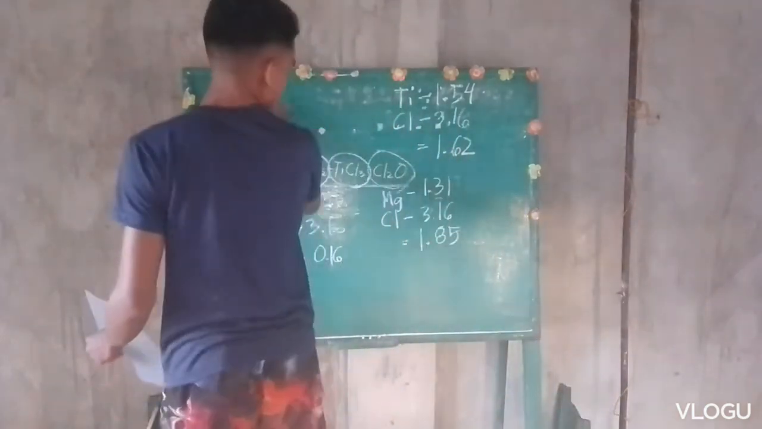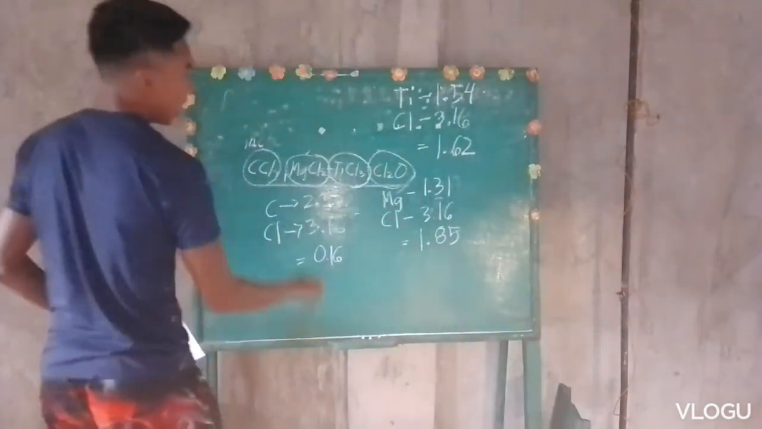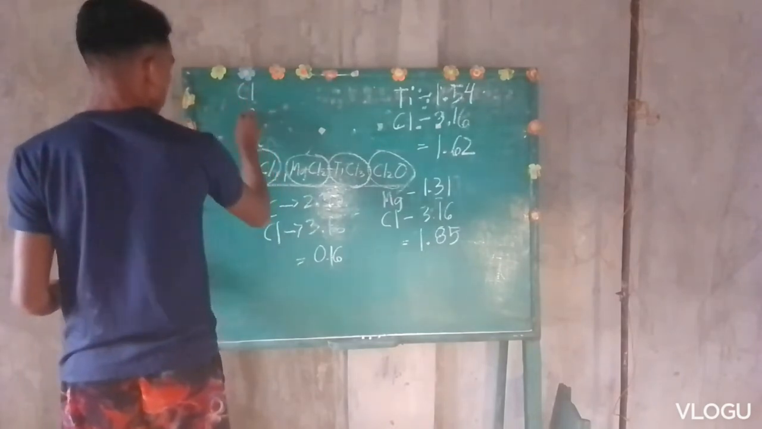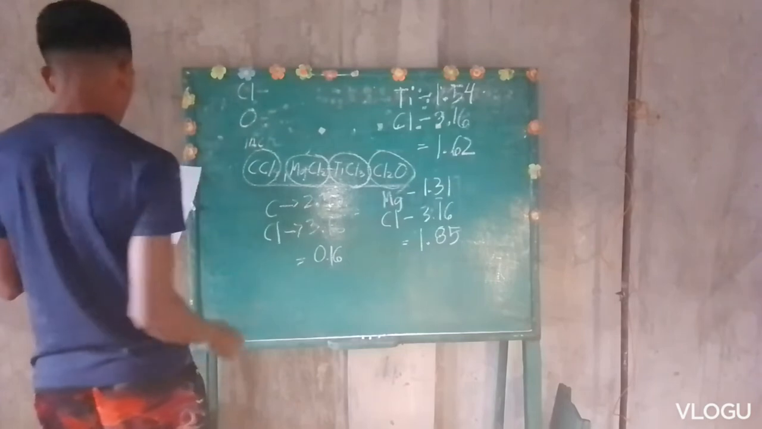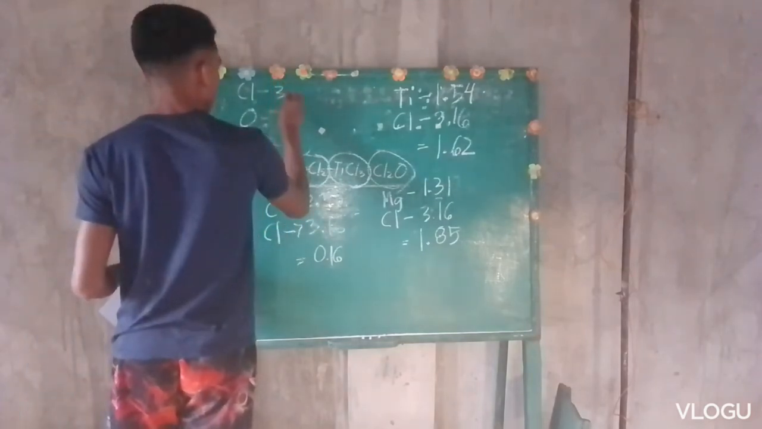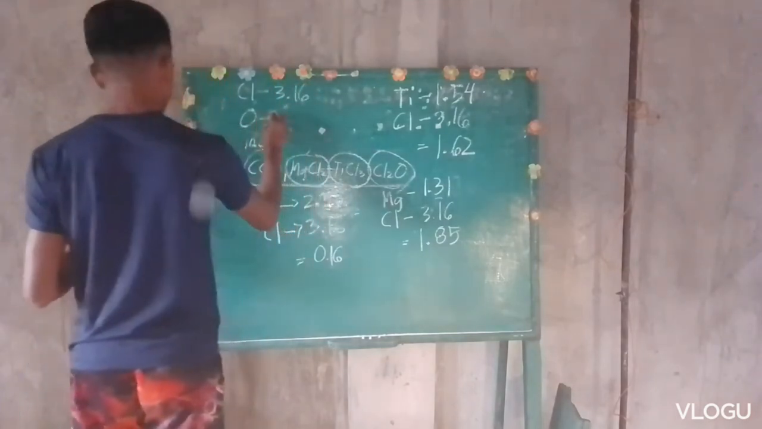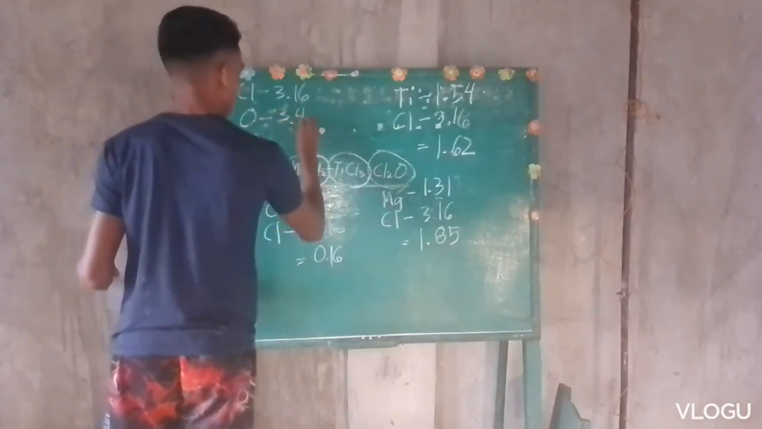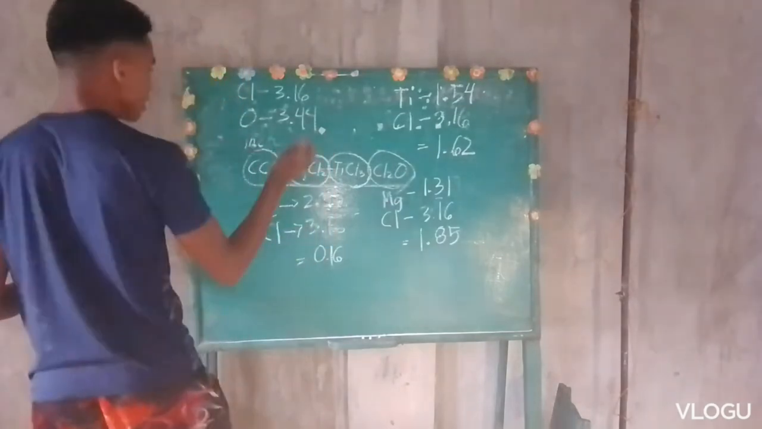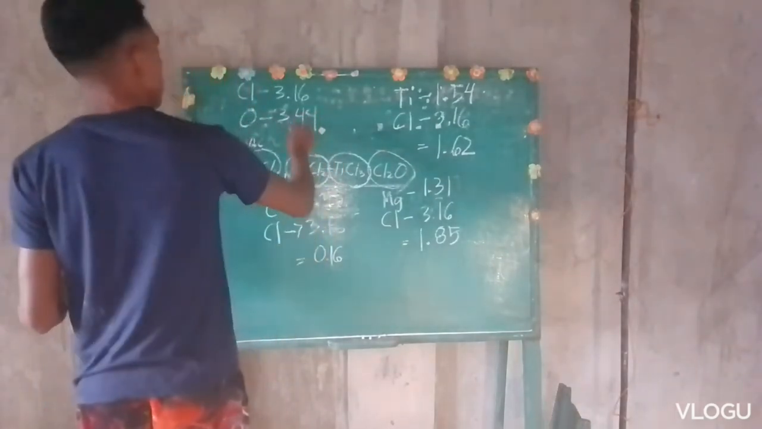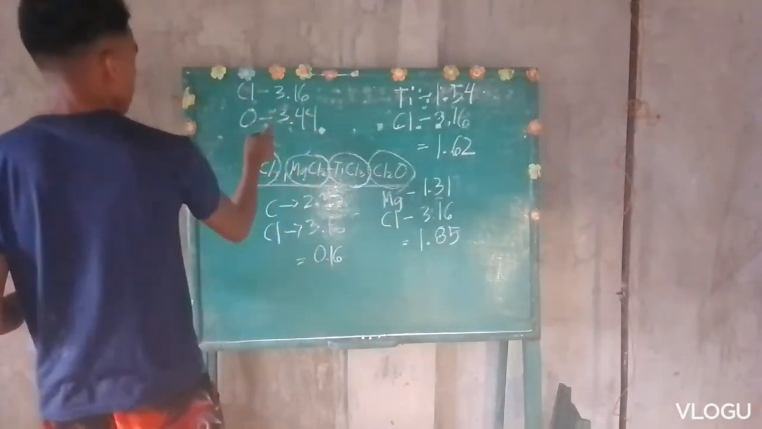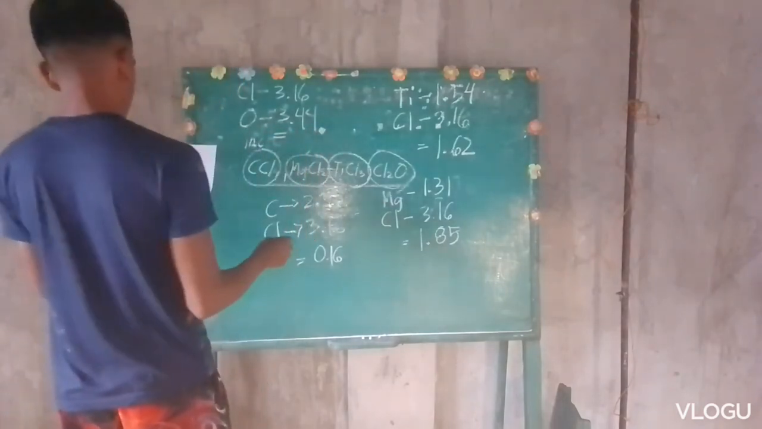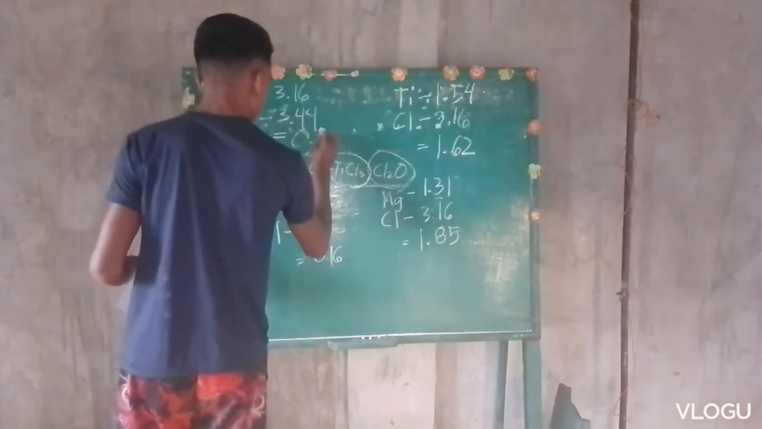So let's proceed to this last bond, chlorine and oxygen. Chlorine has 3.16 electronegativity and oxygen has 3.44. So we will subtract these two. 3.44 minus 3.16 is equal to 0.28.